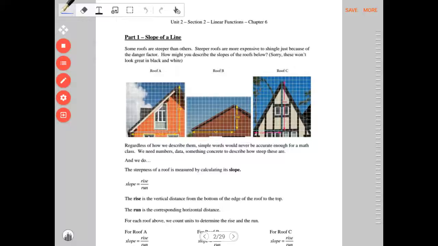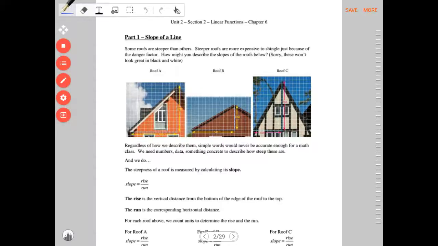Part 1, slope of a line. Now, some roofs are steeper than others. Steeper roofs are more expensive to shingle because of the danger factor. How might you describe the slopes of the roofs below? I'm sorry, these don't look great in black and white, but that's okay. They're color here, so how might you describe them?